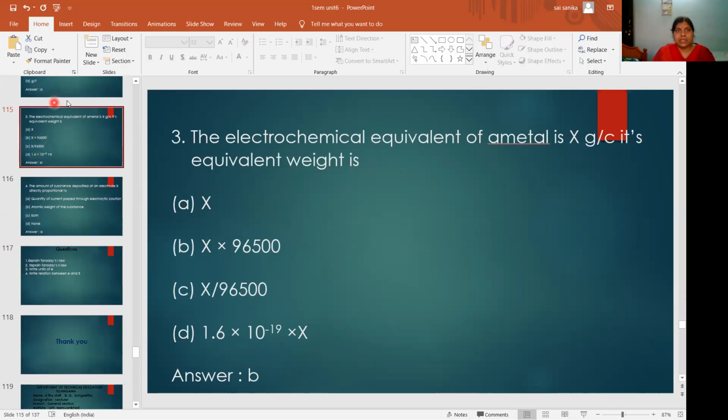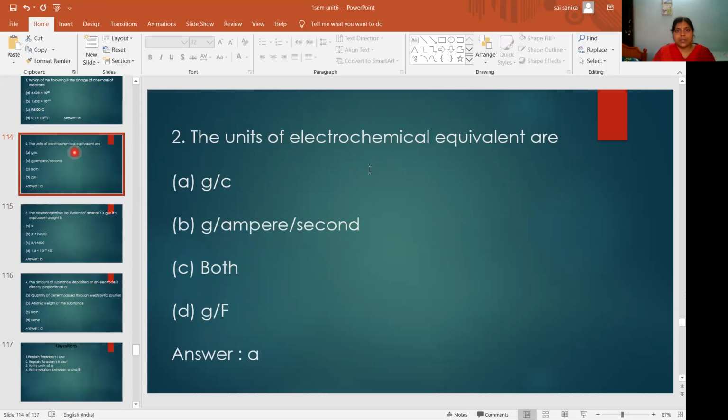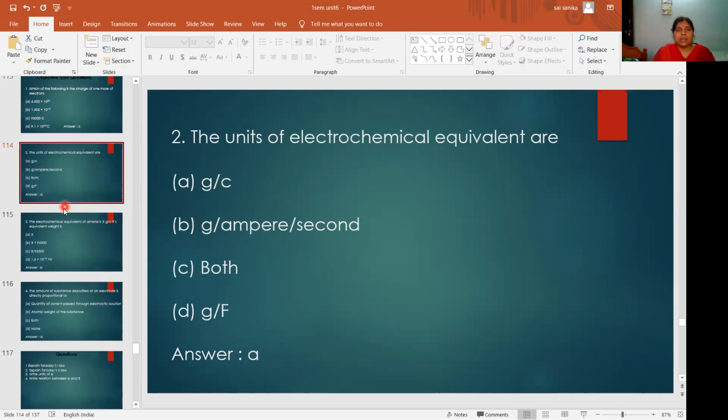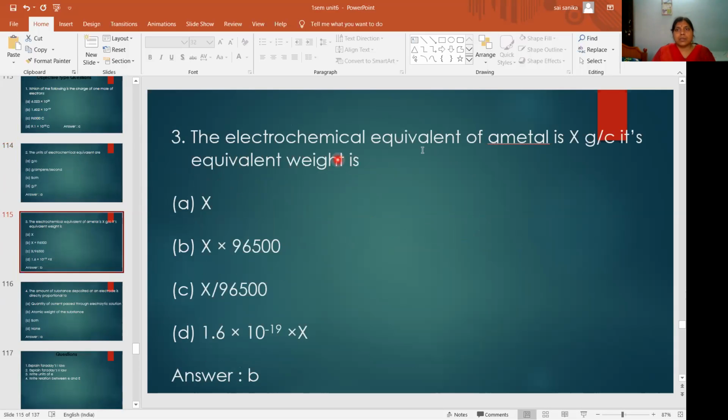So here we will see the objective type questions once again. The units of electrochemical equivalent are gram per coulomb. Then the electrochemical equivalent of a metal is x gram per coulomb. What is its equivalent weight? Answer is B, x into 96,500. So here the electrochemical equivalent is given and it is asking the equivalent weight. So what you have to do? You have to multiply 96,500 into its metal electrochemical equivalent. Then you will get the equivalent weight.